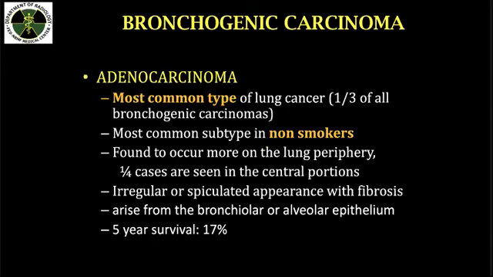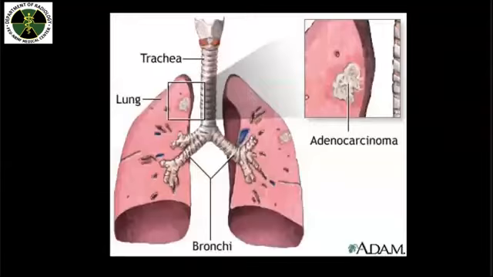When you speak of adenocarcinoma, it is the most common type of lung cancer, seen in 1/3 of all bronchogenic carcinomas. The most common subtype of adenocarcinoma is seen in non-smokers. It is found to occur more on the lung periphery, and 1/4 of cases are seen in the central portion. Irregular spiculated appearances are seen with adenocarcinoma, with associated fibrosis, and it arises from the bronchiolar alveolar epithelium. The 5-year survival rate for adenocarcinoma is around 17%.